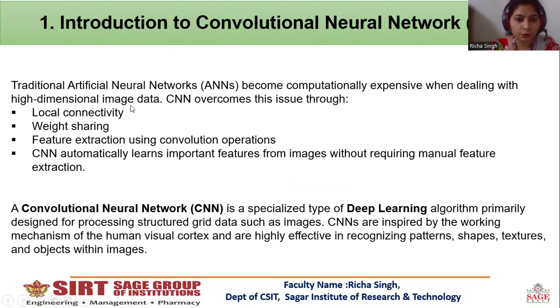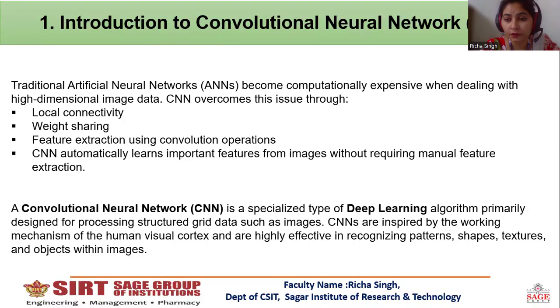Let's go forward. Before starting CNN, what exactly it is, we have to understand the traditional work of ANN and why we adopt CNN against it. Like, what is the problem behind the ANN architecture? That's why we have to know. So after knowing the traditional ANN architecture problem, we will move forward to the CNN, whose full form is convolution neural network. Here, the traditional artificial neural network becomes computationally expensive.